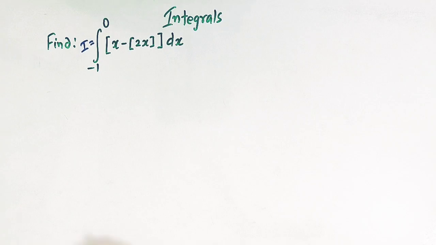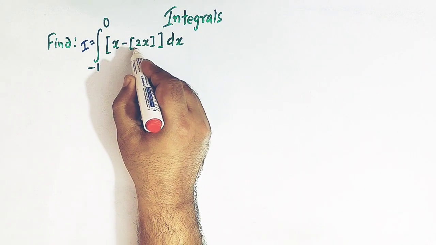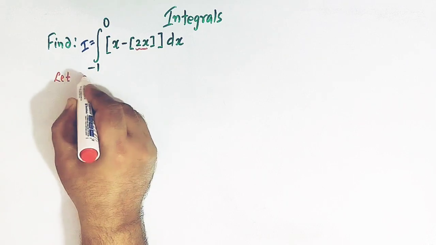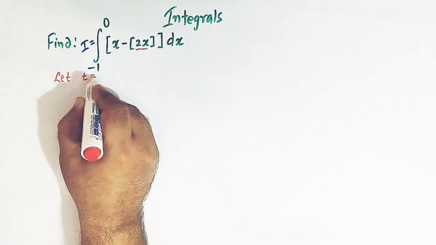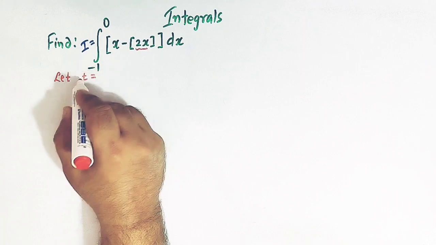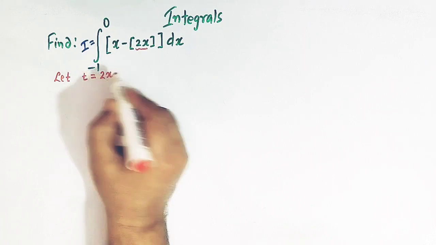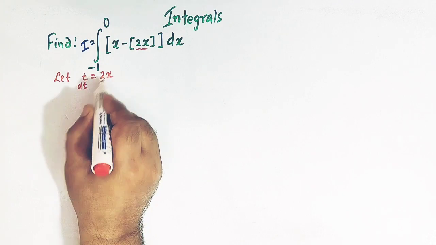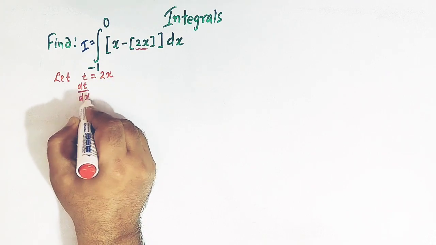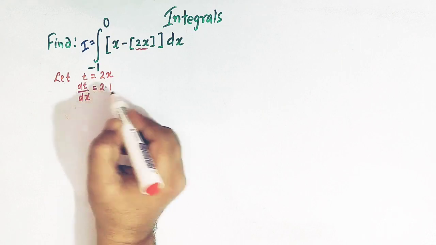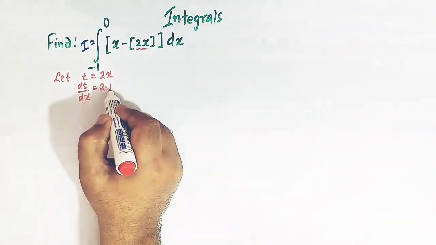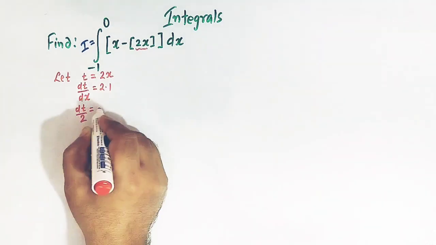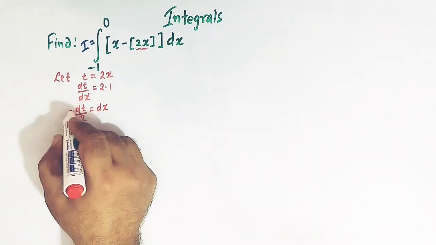So here let us first take this term, that is 2x as t, right? So we'll take t variable equal to 2x, right? Now differentiating both sides with respect to x, we have dt over dx is equal to 2 times 1 because the derivative of x is 1. So we have dt over 2 is equal to dx, right?